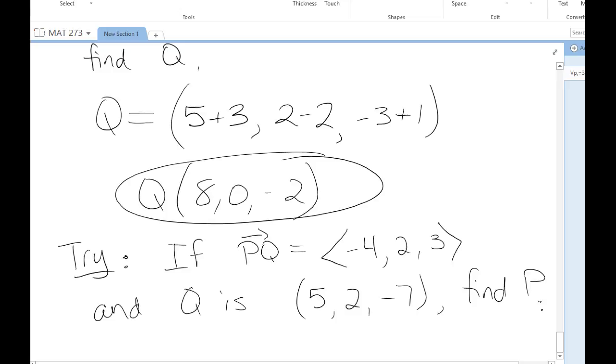All right, so what I want you guys to try, be really careful about what you're given and what you're being asked to find. Vector PQ is -4, 2, 3. Those are our components. If Q is 5, 2, -7, find P.